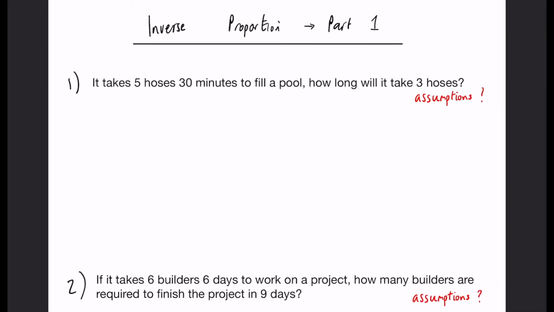It takes 5 hoses 30 minutes. So first of all, I'll make a note, 5 hoses equals 30 minutes, to fill a pool. How long will it take 3 hoses? So eventually we want to work out how long it will take 3 hoses to do the same job. So with inverse proportion, a lot of your answers you have to think about it logically. If you have less hoses, the time is going to increase, unlike the direct proportion.